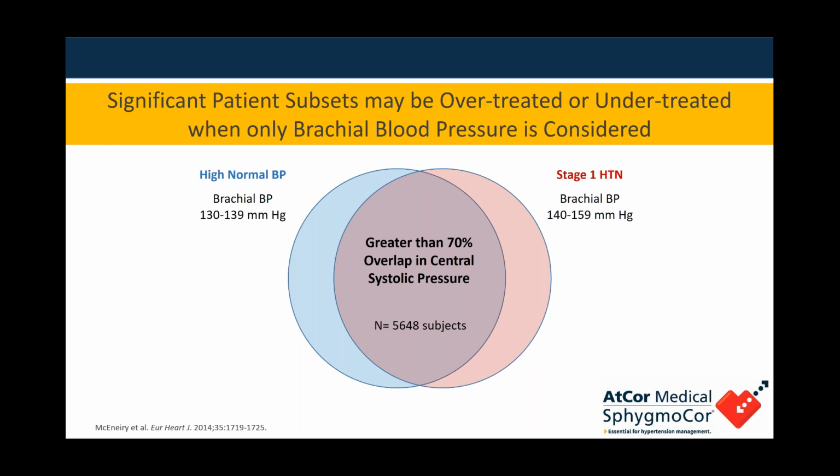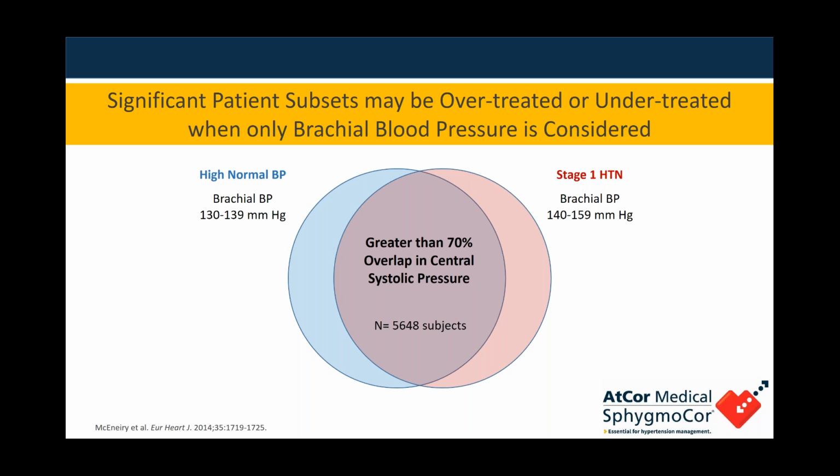In fact, about 78% of men in this study and 73% of women with, quote-unquote, high normal blood pressures brachially had central blood pressures that were indistinguishable from those with stage 1 hypertension. And even more importantly, 32% of men and 10% of women with entirely normal blood pressures, not high normal, but actually normal, had similar central blood pressures to those with already stage 1 hypertension measured brachially.